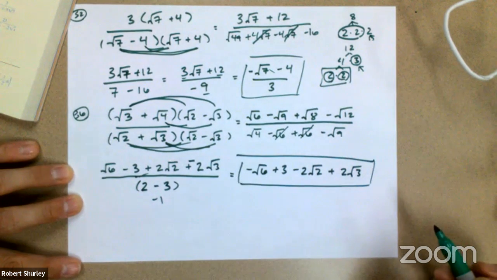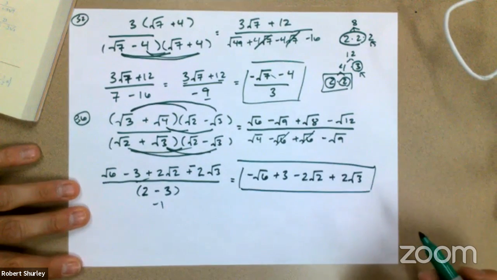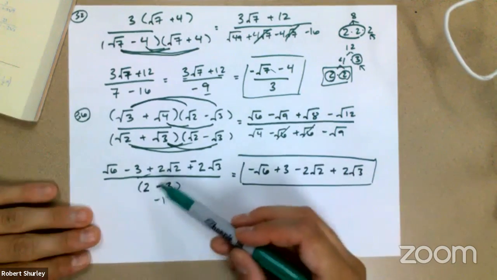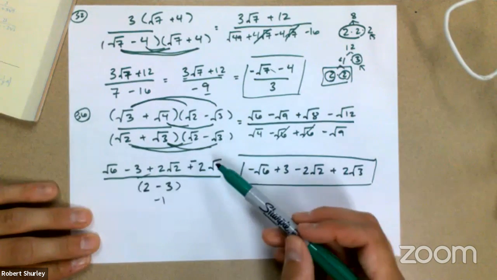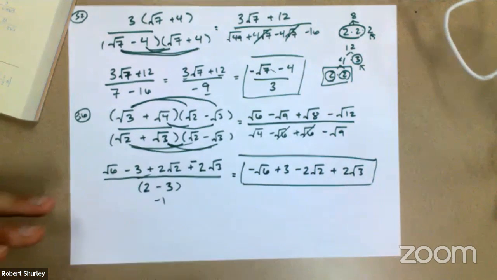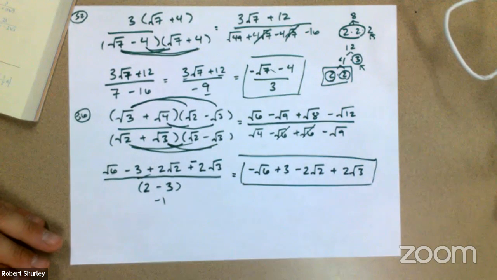The crowd goes wild. Okay. Questions? I know I kind of skipped a few steps, like 2 minus 3 is negative 1, and then I just divided negative 1 into everything up there. But at least this kind of gives you the step-by-step stuff going on.